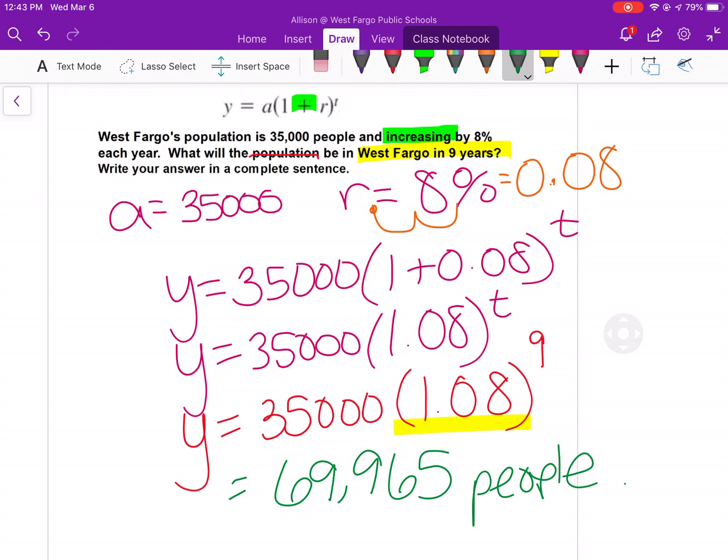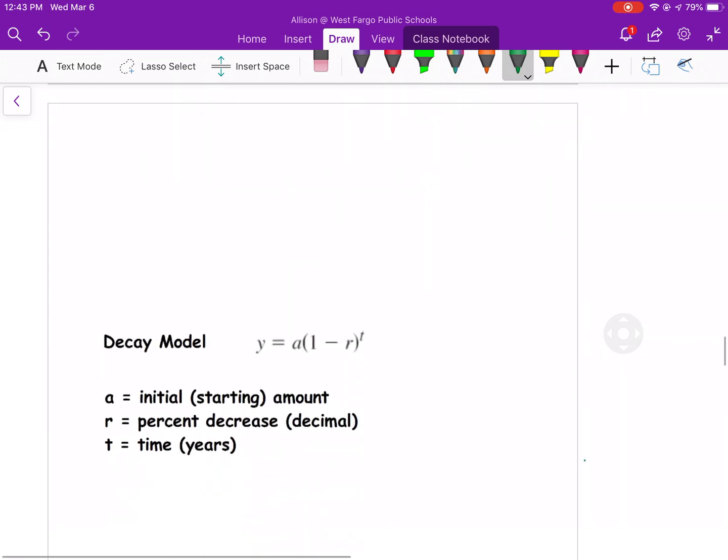And then you'd write yourself a complete sentence. So the population in West Fargo would be approximately 69,965 people after 9 years if it continued to grow like this. That could be an example of a complete sentence. It's hard to write on here, so.